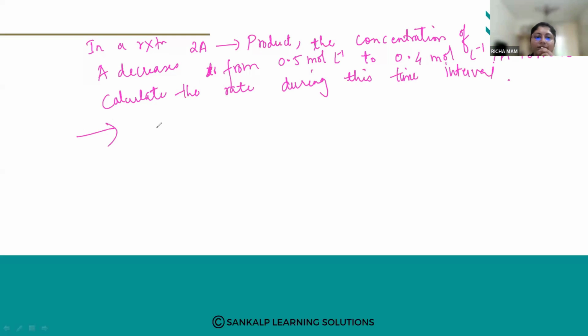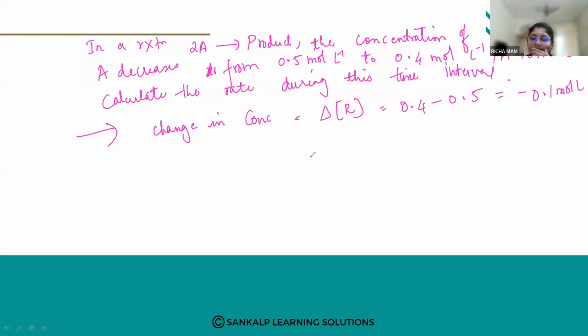Yes. So firstly, how to calculate the change in concentration? Change in concentration is nothing but delta A, the concentration of A. The change is from 0.5 to 0.4, so it is 0.4 minus 0.5, that is minus 0.1 mole per liter. Now, what is the time taken? Time taken is given as 10 minutes. So now what we have to find? We have to find the average rate.